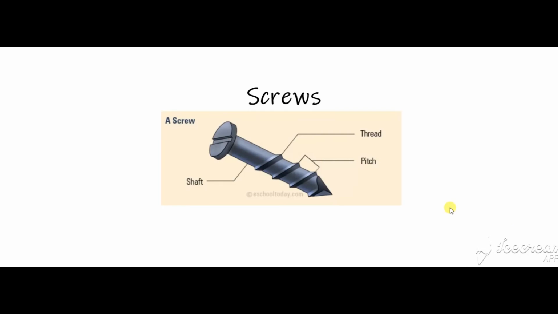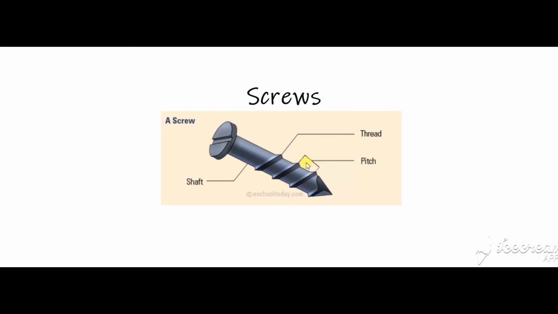So what are the parts of a screw? Well, we first have the shaft, which is this long cylinder, kind of like the body of the screw. Then we have the threads, the ridge that runs along the whole screw. And then the pitch is the distance between each thread on the shaft of the screw.